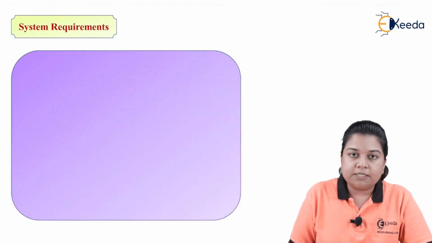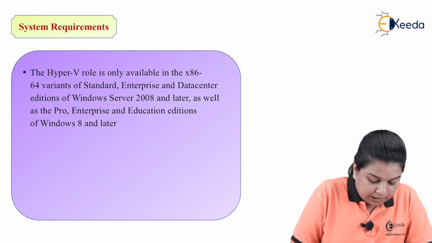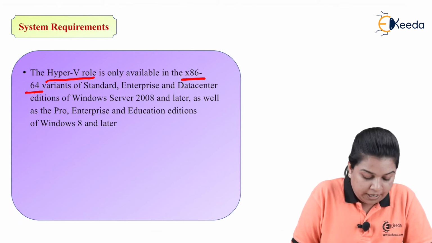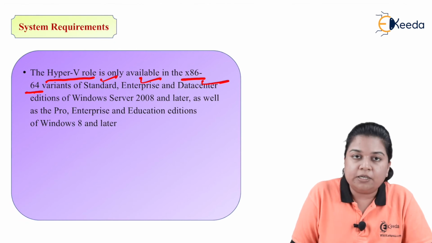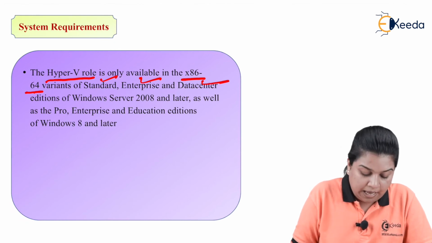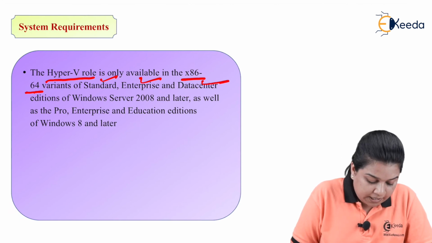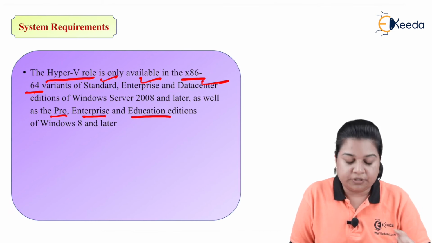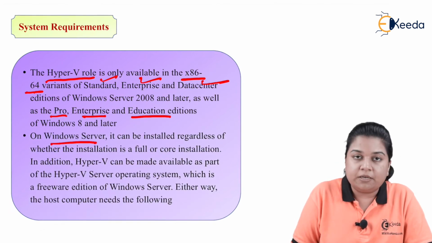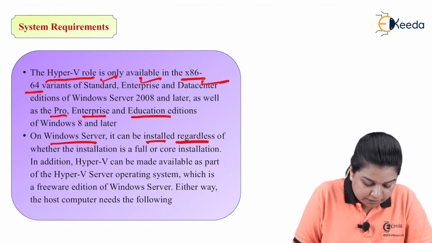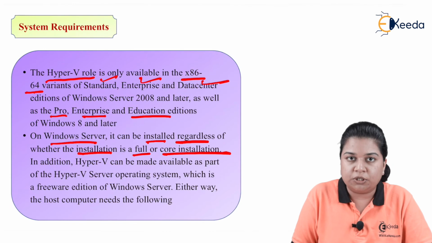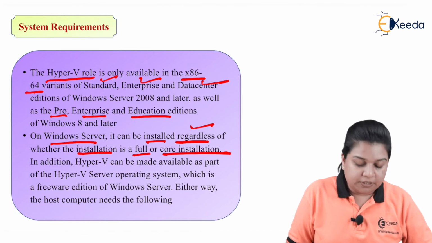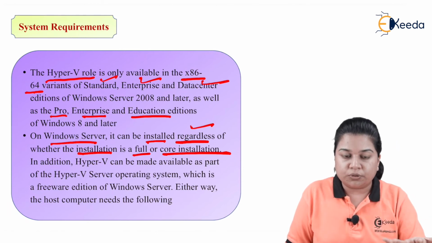etc. Then comes the system requirement for Hyper-V. See, the Hyper-V role is only available in the x86-64 variants of standard, enterprise and data center editions of Windows Server 2008 and later editions, as well as the Pro, Enterprise and Education editions of Windows 8 and the later versions of it. On Windows Server, it can be installed regardless of whether the installation is a full or core installation. That means we can install Hyper-V regardless of whether the installation is a full installation or the core installation.